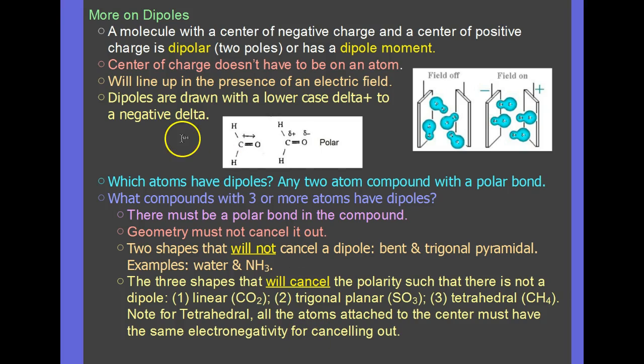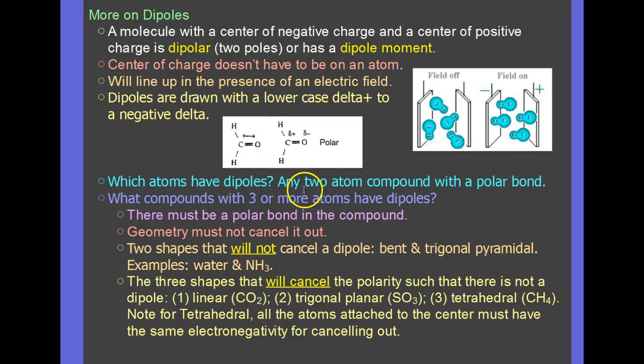More on dipoles. A molecule with a center of negative charge and a center of positive charge is dipolar, with two poles, or has a dipole moment. I feel like I have a dipole moment all the time. The center of charge doesn't have to be on an atom. It will line up in the presence of an electric field. Dipoles are drawn with a lowercase delta, a delta plus and a delta minus.